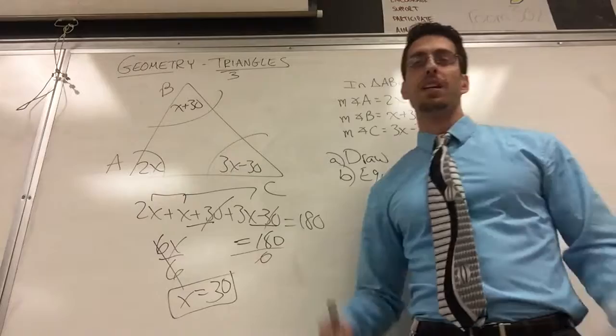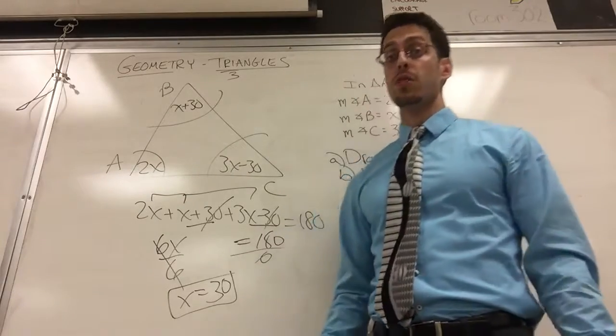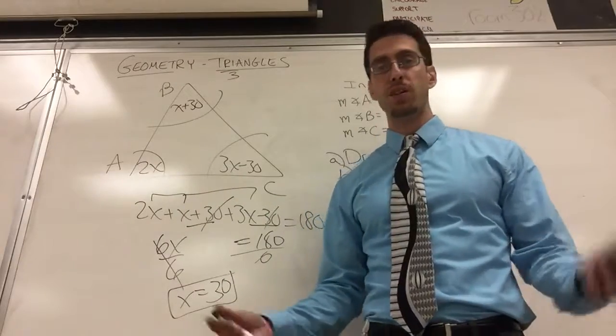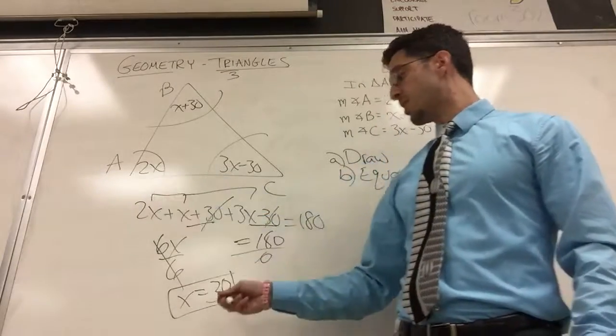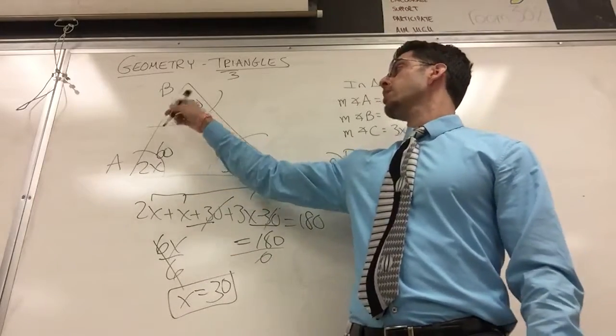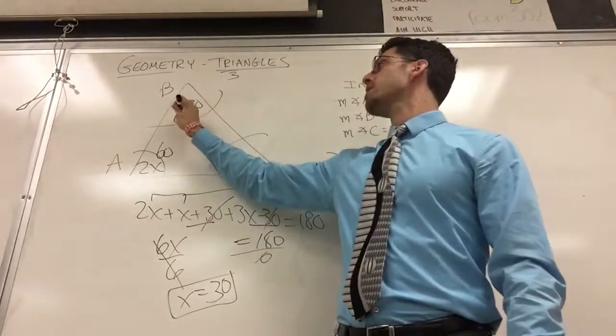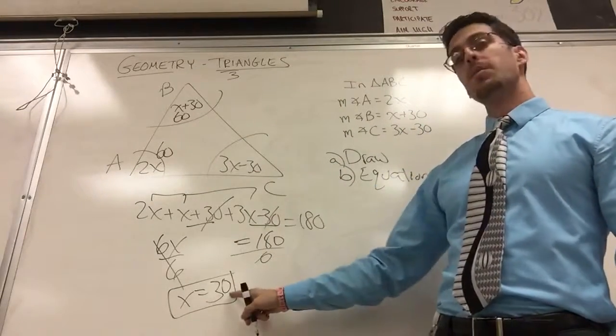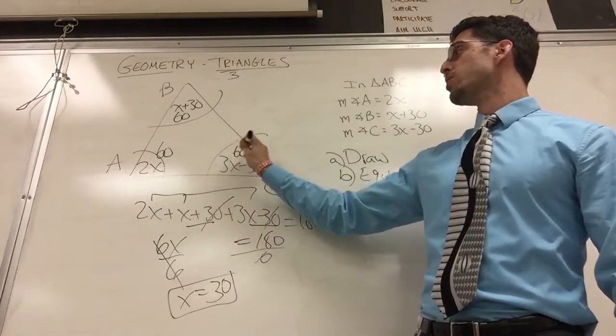Great job. And then they might just push you a little harder and challenge you and say, well, now that you know it's 30, what are all three angles? Oh no, I have to plug in, so much work. 2x, 2 times 30, 60, that was easy. X plus 30, 30 plus 30, 60, that was easy. And 3x, 3 times 30 is 90, minus 30 is also 60.